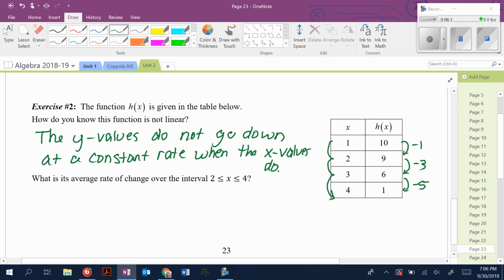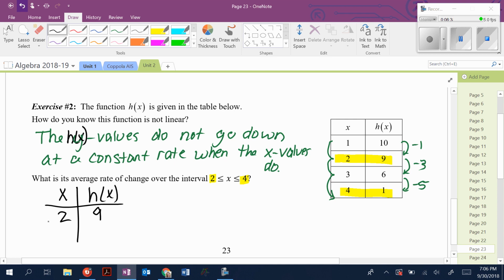Okay, so what is the average rate of change over the interval from 2 to 4? From 2 to 4. We only need those 2 points. So x, actually, shouldn't I make this h of x? Yeah, I like that better. Okay, so x, h of x. Make a table. I'm just going to break it down.